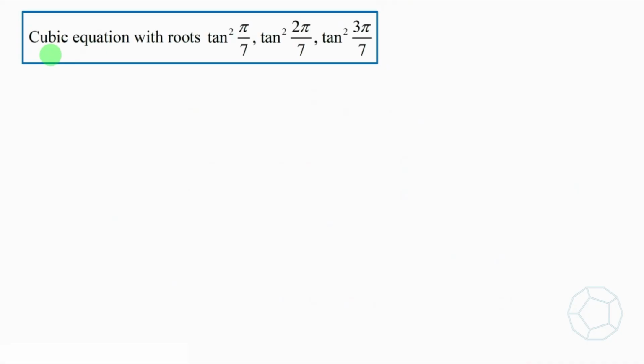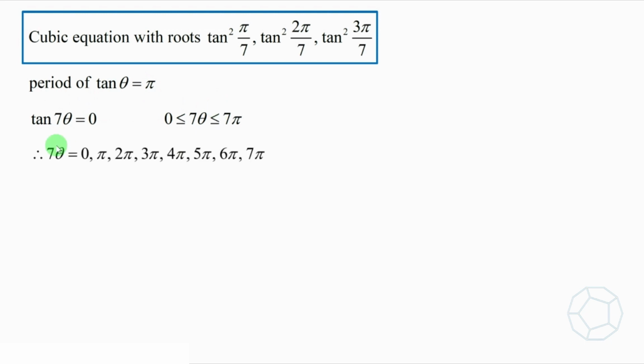In part 2, we're going to set up a cubic equation with roots tangent square pi over 7, tangent square 2 pi over 7, and tangent square 3 pi over 7. Let's start with tangent 7 theta equals to 0. Because the period of tangent theta is equal to pi, therefore, for the equation, we consider the range 7 theta is between 0 and 7 pi. Solving the equation, we have 7 theta is equal to 0, pi, 2 pi, up to 7 pi.